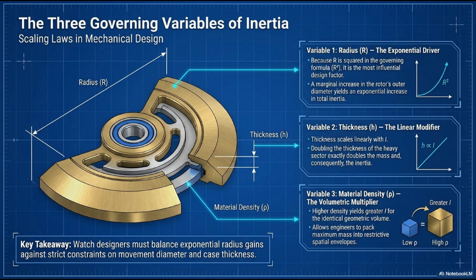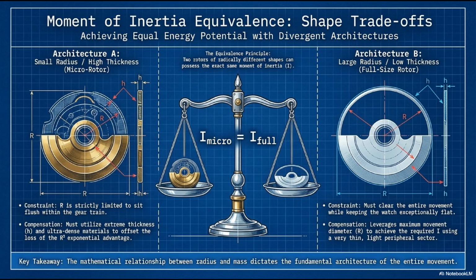The challenge? Watch designers are trapped. They must balance the desire for exponential radius gains against the strict, unforgiving constraints of the movement's diameter and the aesthetic demand for ultra-thin case thickness. They have to manipulate these 3 variables constantly. Because of those 3 variables we just discussed, we arrive at a fascinating concept: moment of inertia equivalence. This means we can achieve the exact same energy potential using radically divergent architectures.